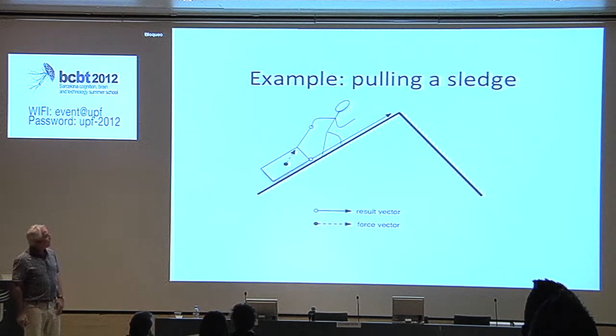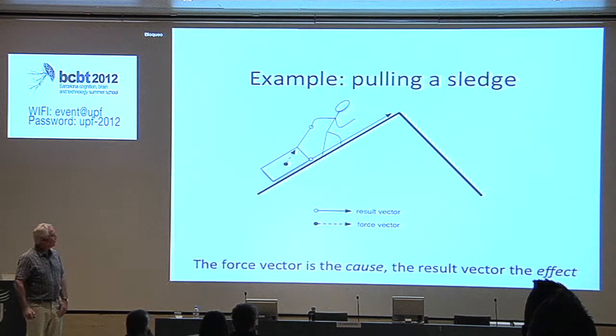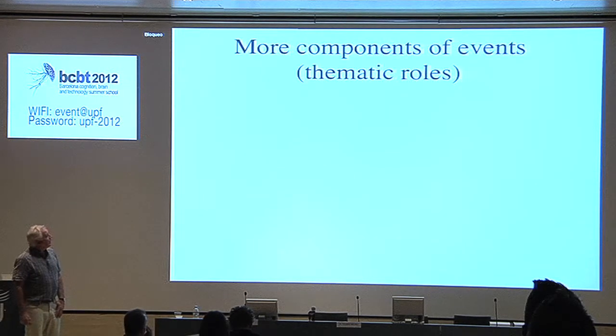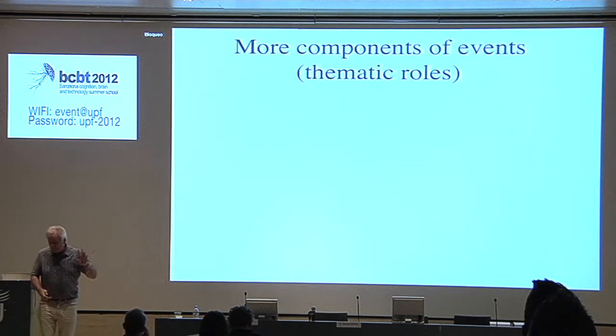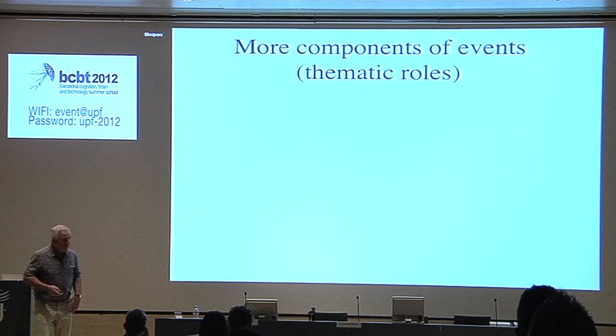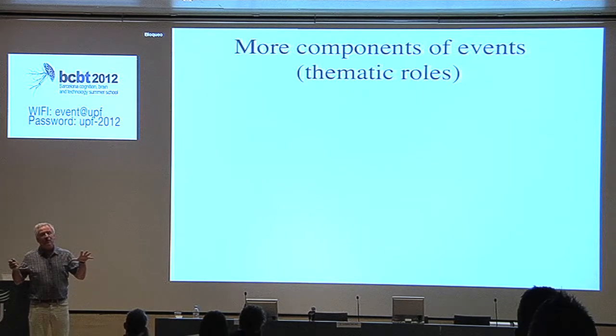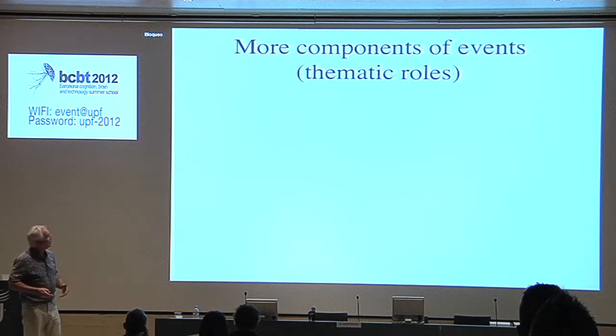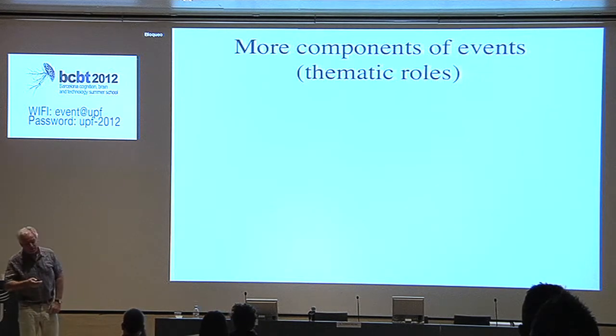So that's a very, very simple example. And as I said, the force vector is the cause, the result vector is the effect in this event. Now, these two vectors are the main components of an event. But then you can make things more complicated. You can add more parts into an event. So this is what linguists call thematic roles.